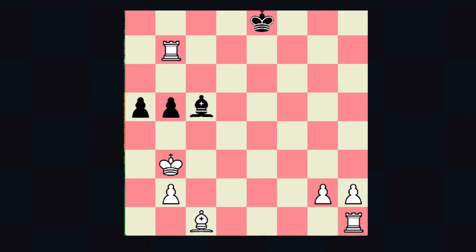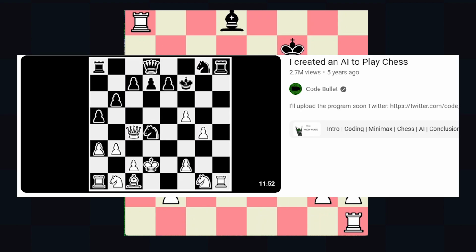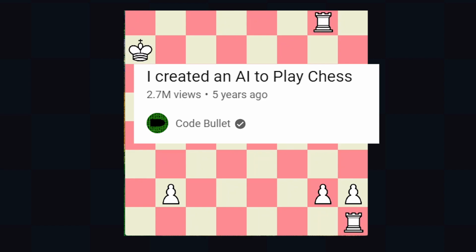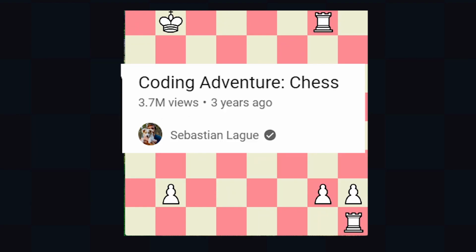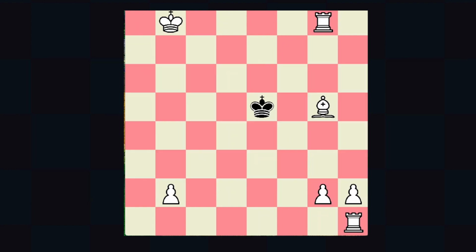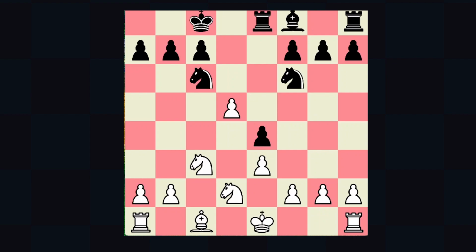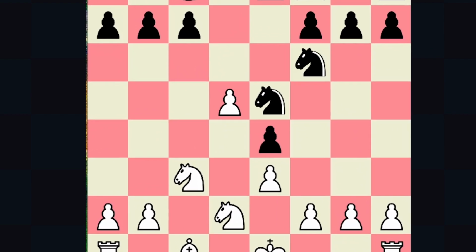However, there is a lot going on in the chess programming community recently with famous programmers like Code Bullet. Never mind, that was 5 years ago. Well, Sebastian Lague, never mind, that was 3 years ago. Wow, have these years really gone by that fast? Well, anyways, I decided why not give it a try, as it can't be that hard, right?